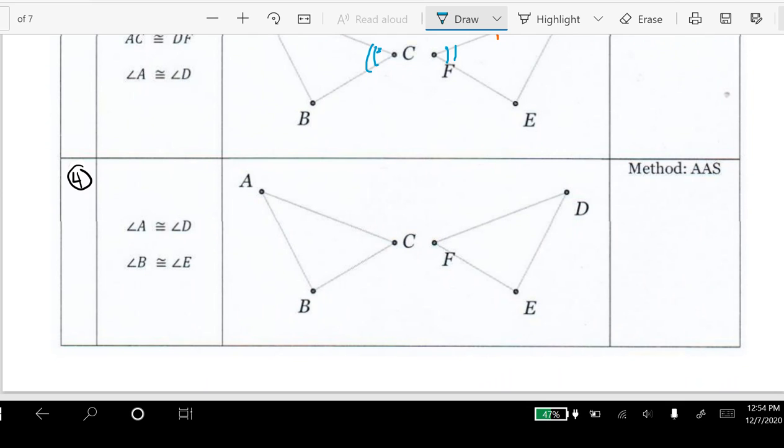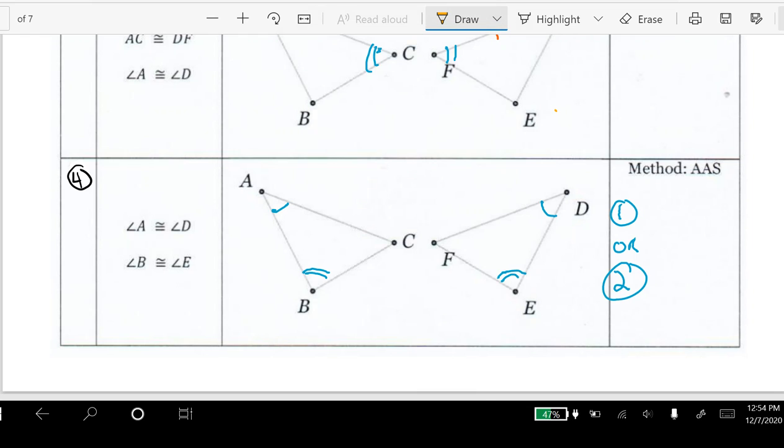So number 4 is asking us for angle, angle, side. So that's going to be angle A is congruent to angle D. That was a given. And angle B is congruent to angle E. So for it to be angle, angle, side, there are two different possible options. I'm going to list them both. Either one will work, so I'll say or. You don't need both. But for angle, angle, side, it just can't be the side that's in between.